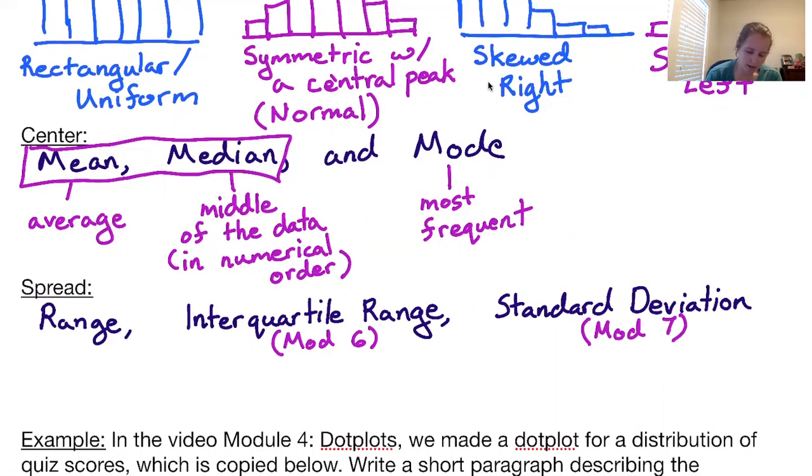The range is just how far the smallest data value and the largest data value are from each other. So to find the range, we just do the largest value minus the smallest value.